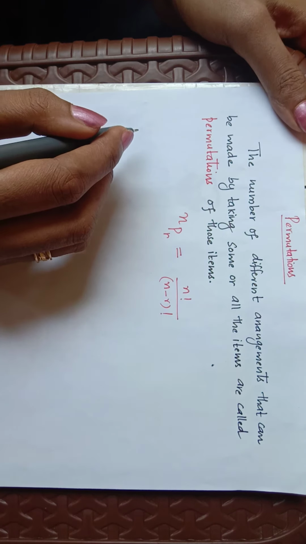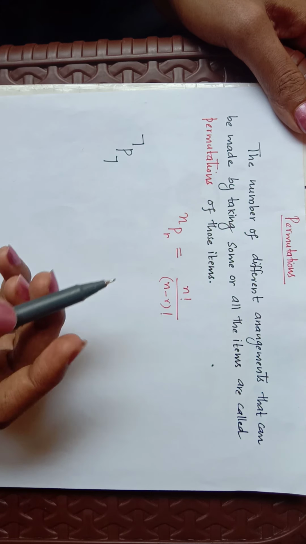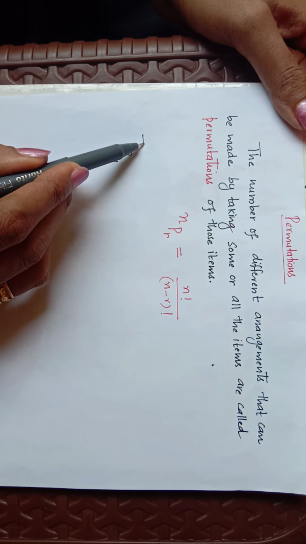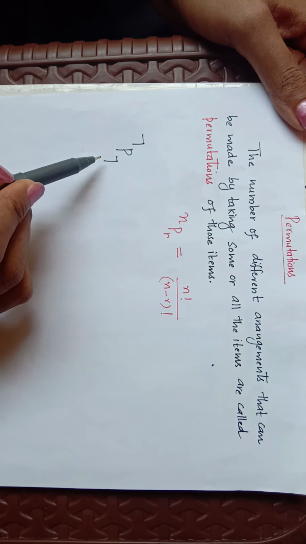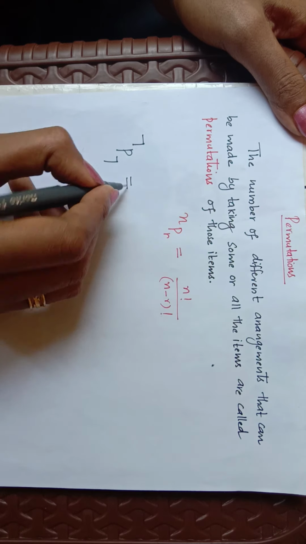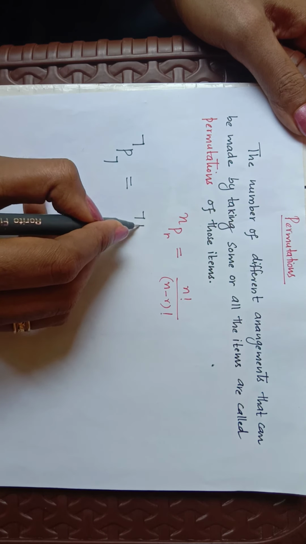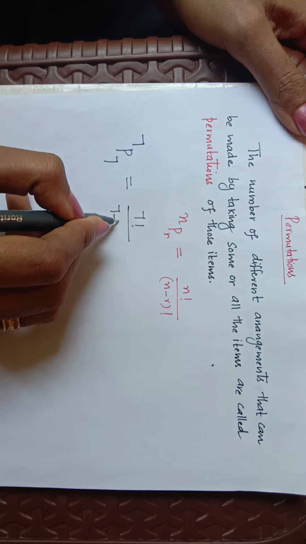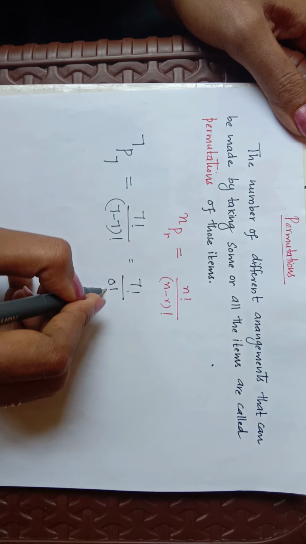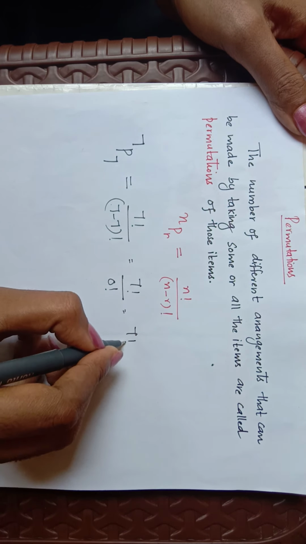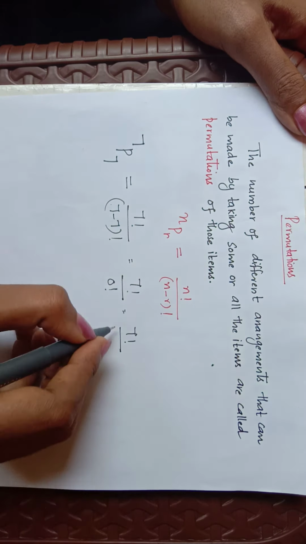Suppose that you have to find 7P7. What is the meaning of 7P7? The number of possible arrangements of 7 things taken 7 at a time, which means that here we are taking all the 7 at the same time, right? So using this formula, how can you find 7P7? 7P7 is given by 7! / (7 - 7)!. Again, this is 7! by, what is 7 - 7? 0!, which is equal to 7! by, we know that the factorial of 0 is 1. So we can write 7! by 1, which is equal to 7!, right?